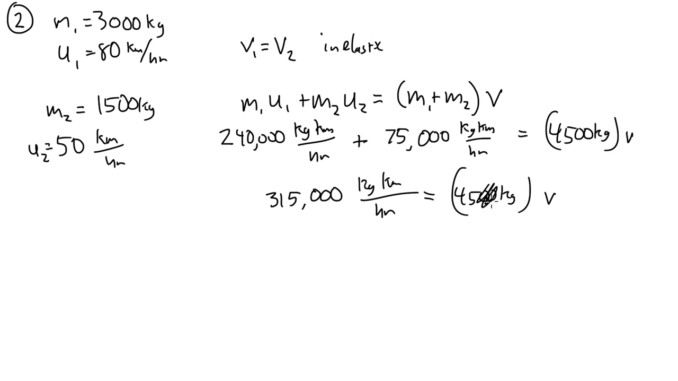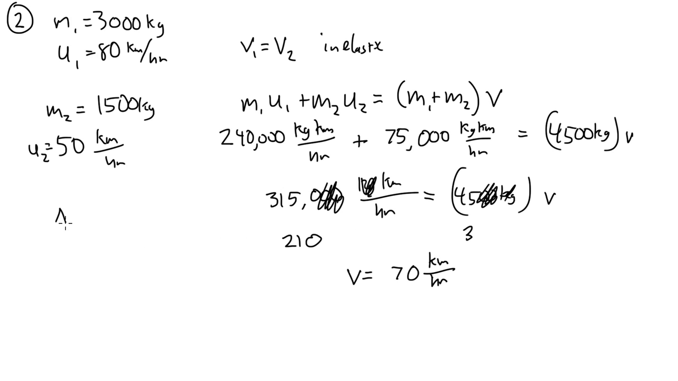And that's going to equal 4,500 kilograms times v. So let's see, let's cancel out two zeros there. So 3150. Let's see. We can factor out a 15, so this will be a 3, and this will be 210. That's right. Okay, so yeah, this makes sense. So v is going to be equal to 70 kilometers per hour, and the kilograms cancel kilograms, so 70 kilometers per hour is your final speed.